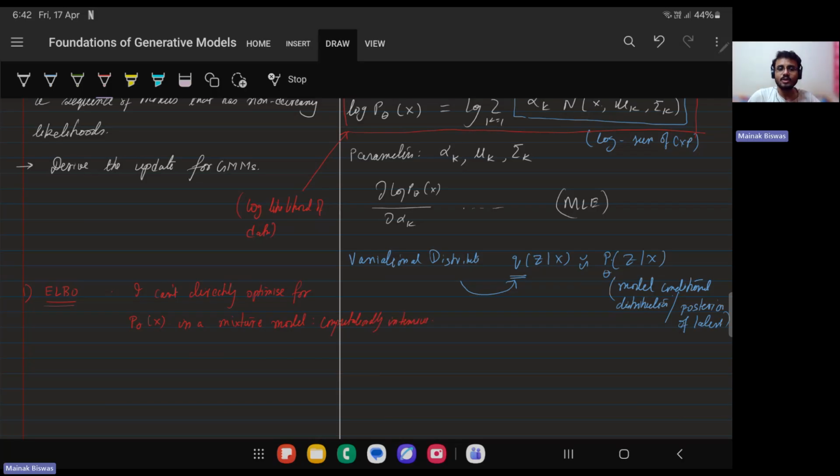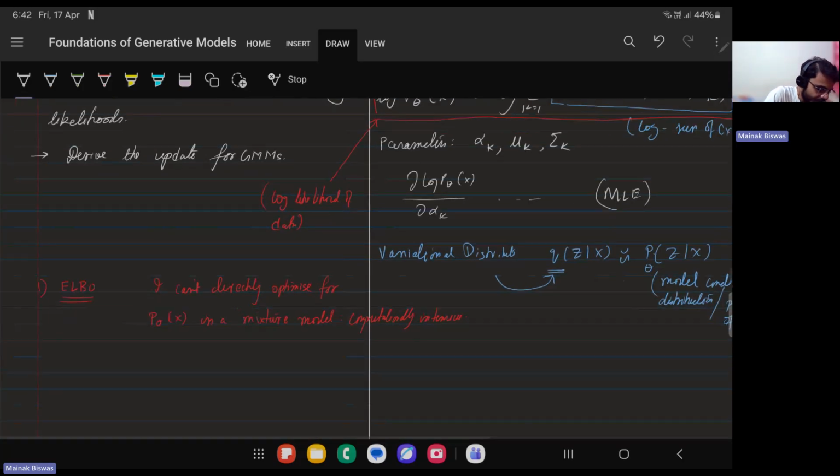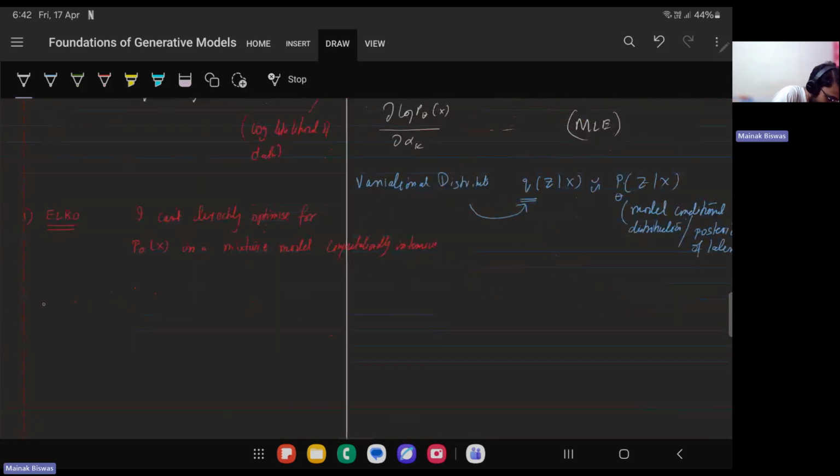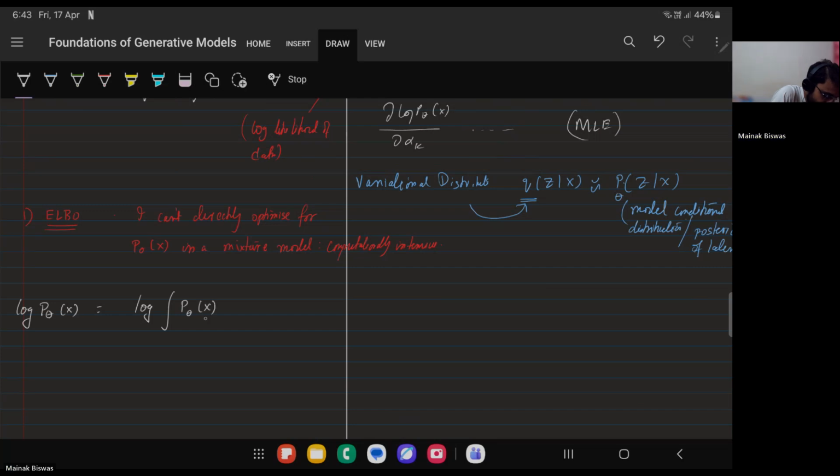Okay, so instead of doing that, what we can do is let's do this trick. Let us write down log P theta of X as log of the integral of P theta of X. Just the same thing as we did previously, when we do not know the data's distribution and want to explain it through a latent distribution. So we will add the latent and marginalize it out. This is equal to log integral of P theta of X comma Z.